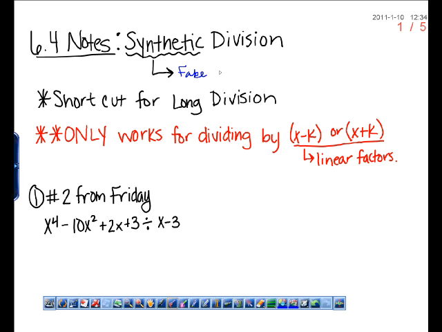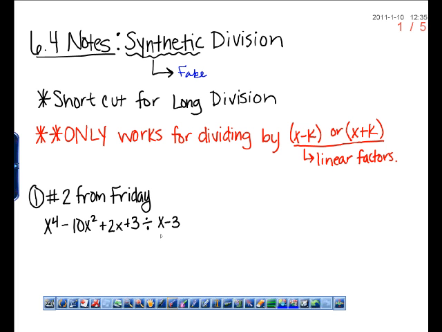Okay, so we are going to start off with number 2 from Friday. Number 2 in our notes from Friday. That's going to be the first one we start off with. X to the 4th minus 10x squared plus 2x plus 3 divided by x minus 3. Why am I allowed to use synthetic division here? What am I dividing by? I'm dividing by x minus 3, this thing right here. And x minus 3 is a linear factor, so I'm allowed to use synthetic division.